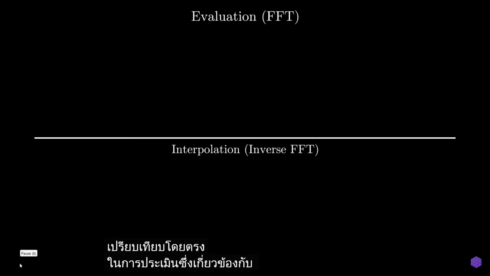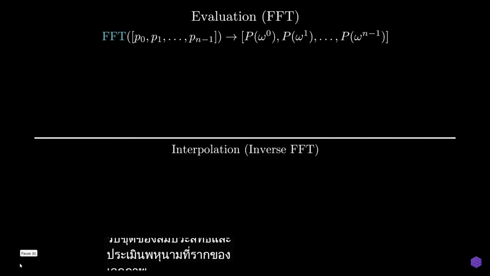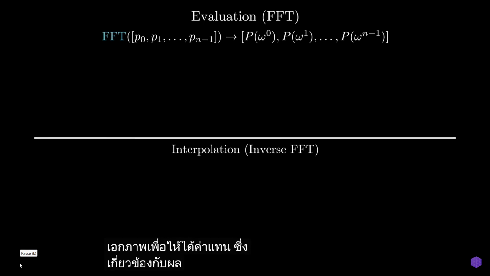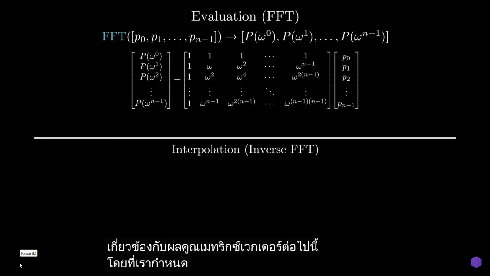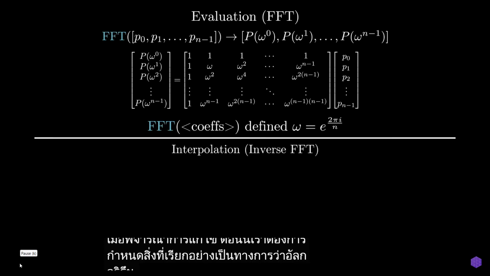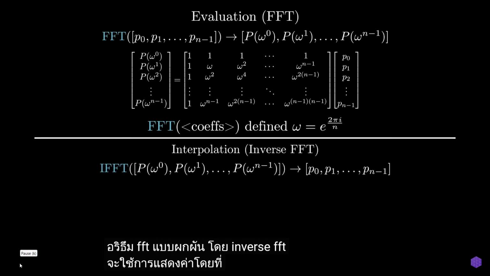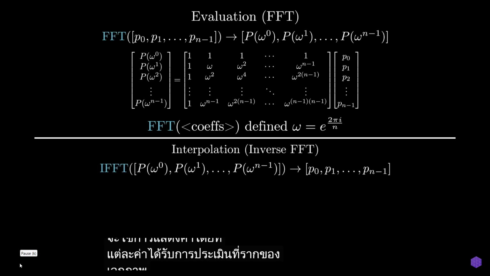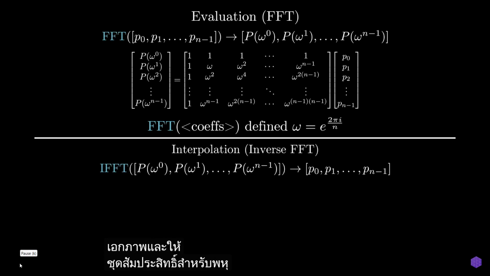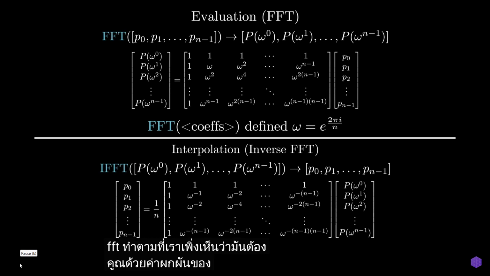In evaluation, which involved the FFT, we are given a set of coefficients and evaluate the polynomial at the roots of unity to get a value representation. This involved the following matrix vector product, where we define omega as e to the power of 2 pi i divided by n. Looking at interpolation, we now want to define what is formally called the inverse FFT algorithm. The inverse FFT will take a value representation where each value was evaluated at the roots of unity and gives you a set of coefficients for the original polynomial, basically reversing what the original FFT did. As we just saw, this requires multiplying by the inverse of the DFT matrix.